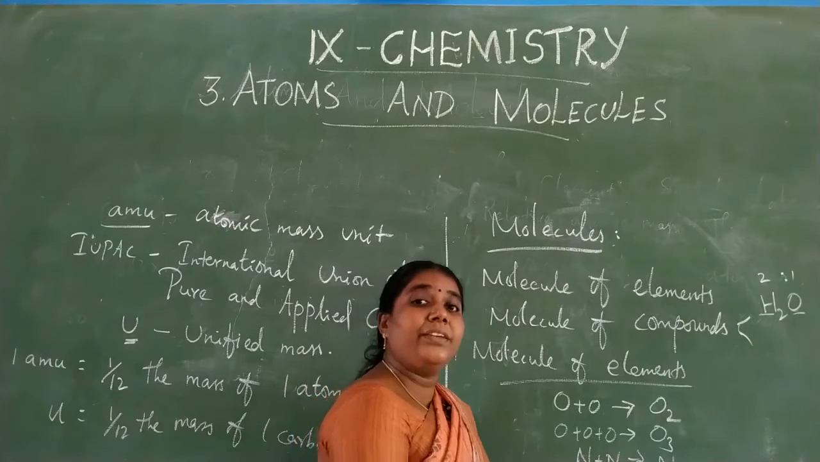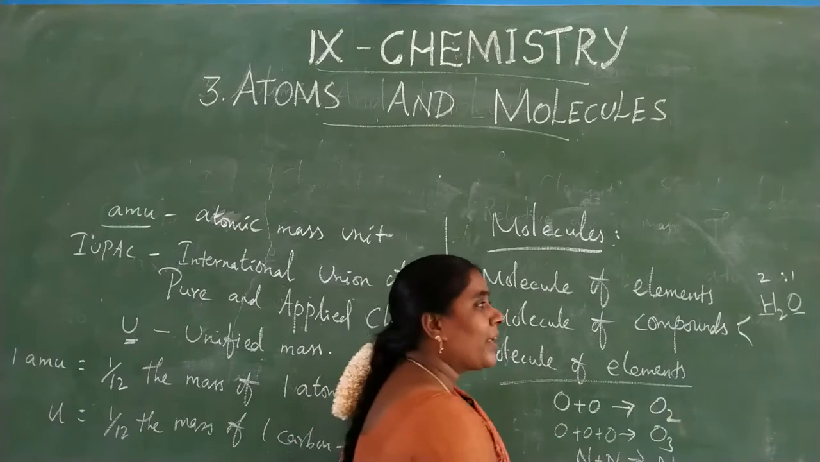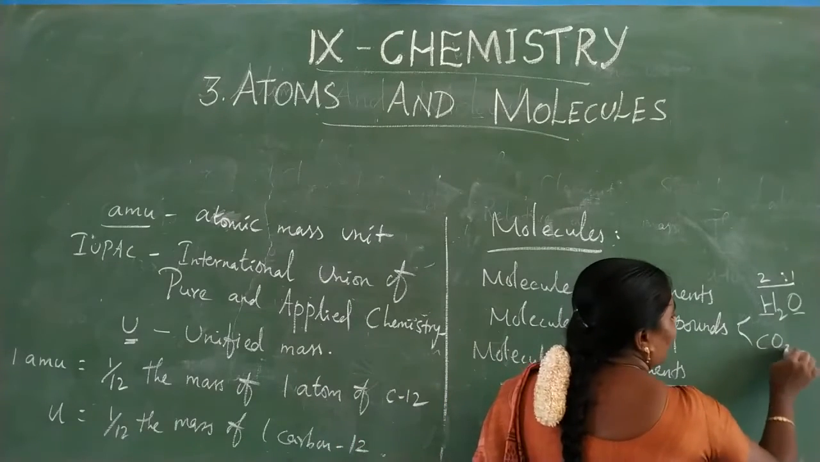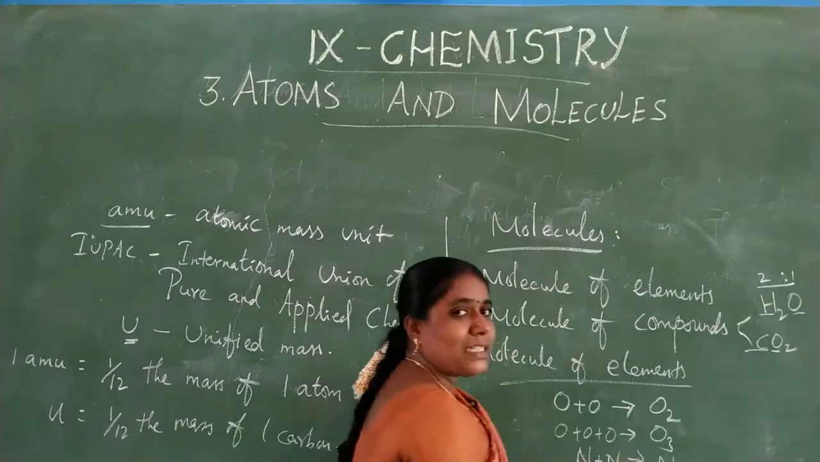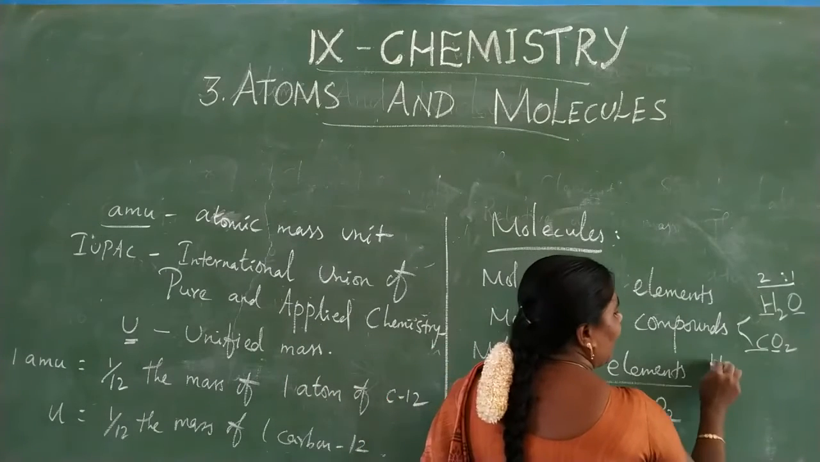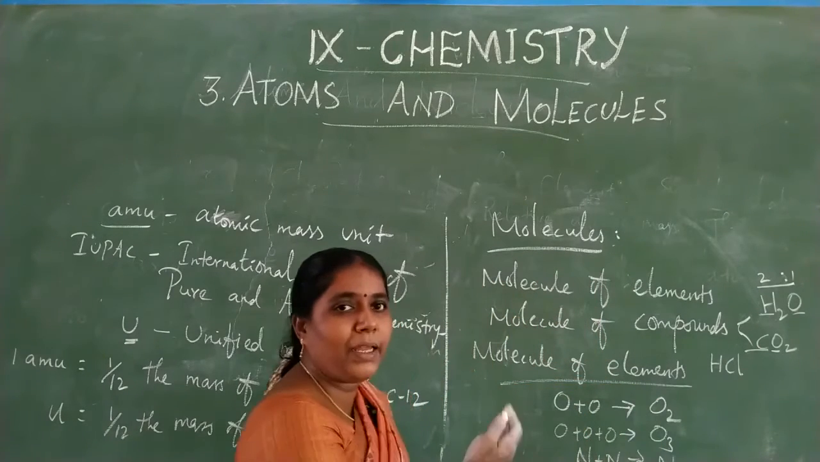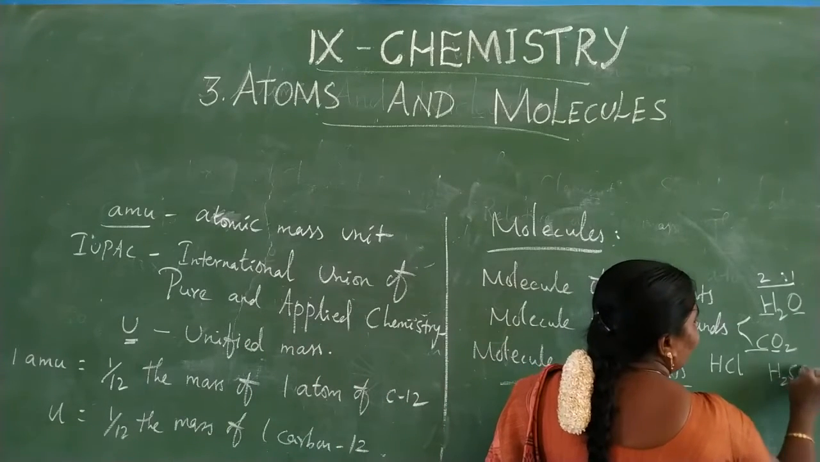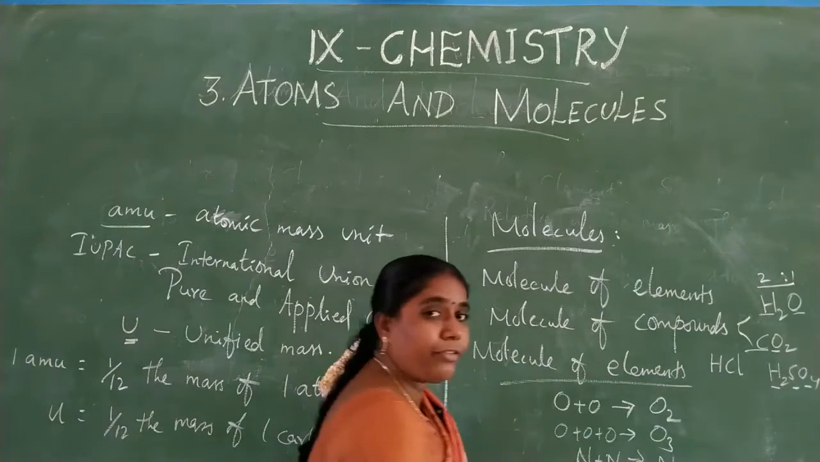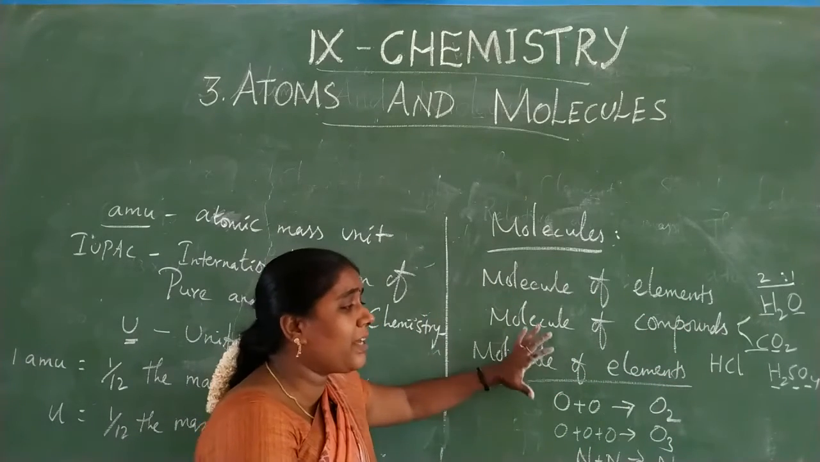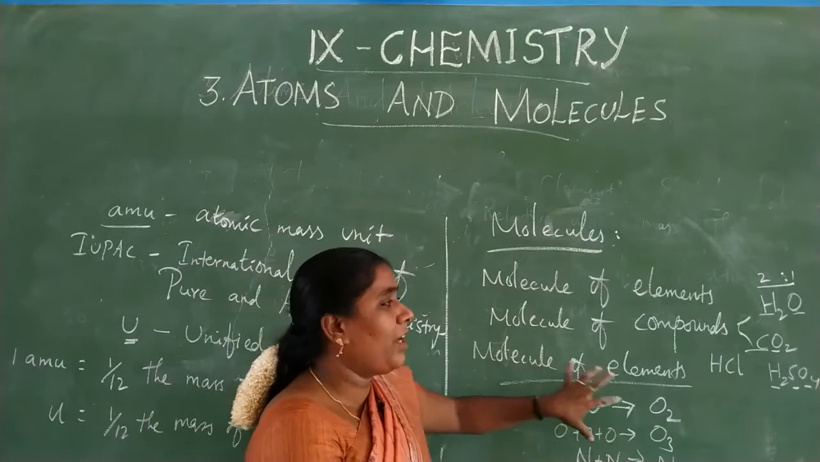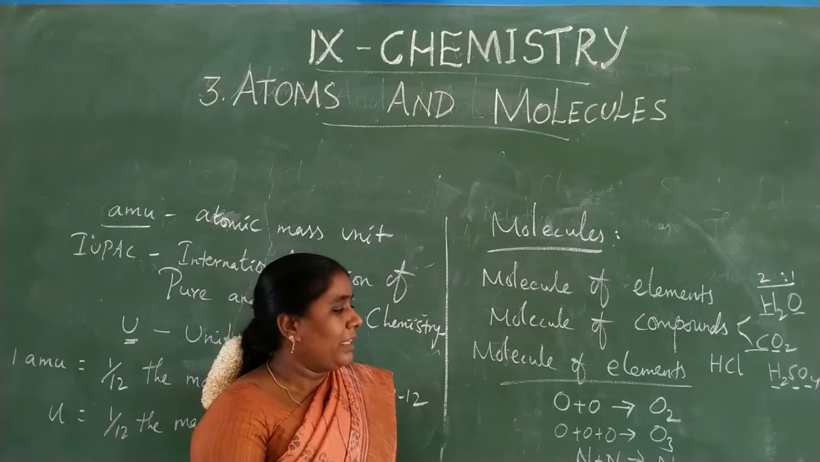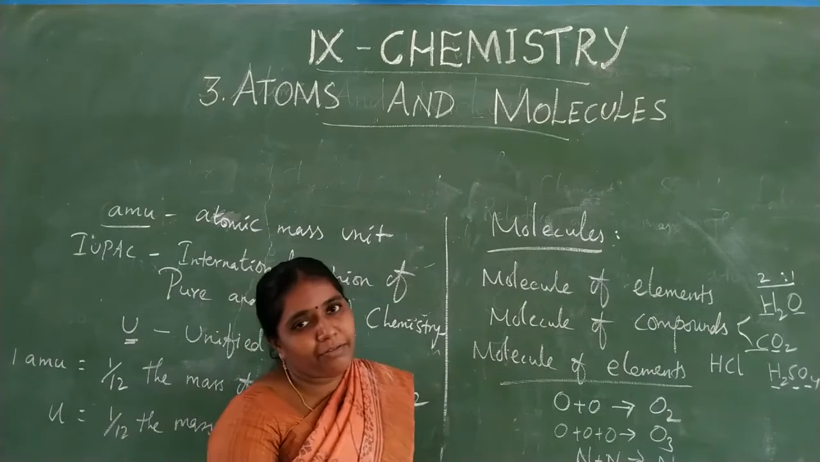Likewise, atoms of different elements combine in a definite ratio to form molecules. Same like this, carbon dioxide has carbon and oxygen, different elements. Hydrogen chloride, HCl, has hydrogen and chlorine, different elements. Sulfuric acid has hydrogen, sulfur and oxygen, different elements. Atoms of the same element combine to form molecular elements, and atoms of different elements combine to form molecular compounds.